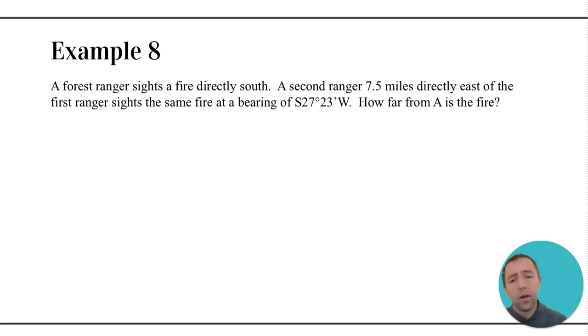So in this problem, we have that a forest ranger is sighting a fire directly to the south. A second ranger is 7.5 miles directly east of the first ranger and sights the same fire at a bearing of south 26 degrees, 23 minutes west. We want to know how far from Forest Ranger A is the fire. So just think of this as being Forest Ranger A, and then this second ranger as being Forest Ranger B.